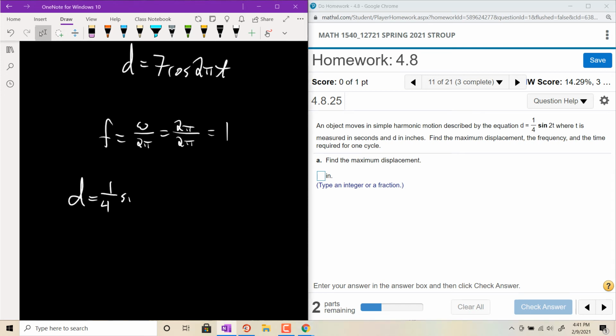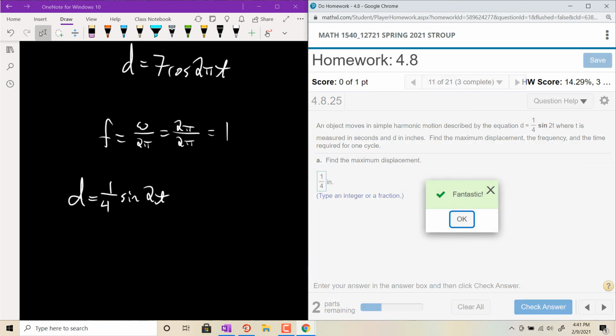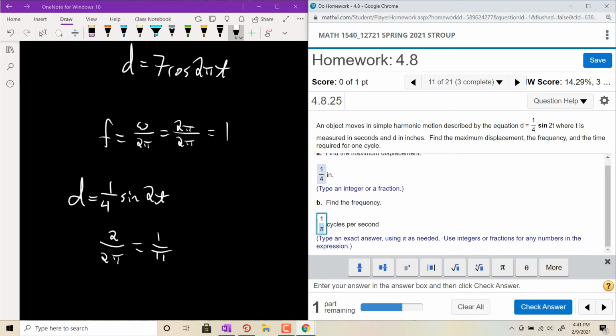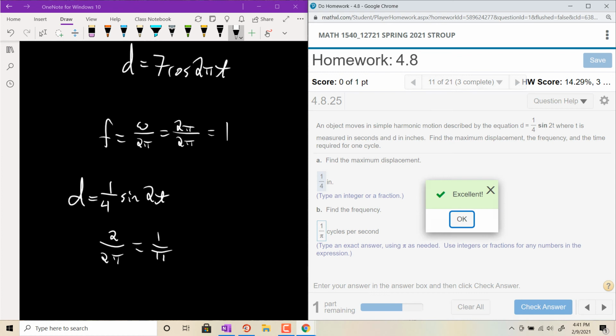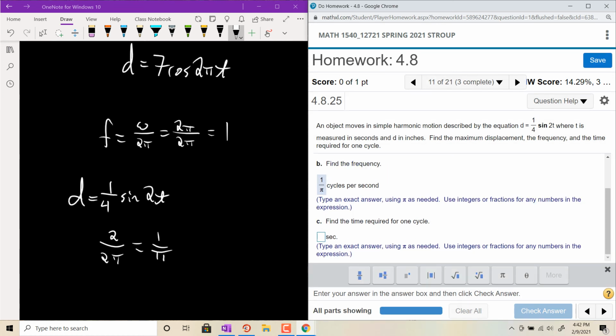Okay. Next, the object moves in simple harmonic motion. Distance is 1/4 sine of 2t. Find the maximum displacement. Again, that's just 1/4. Find the frequency. So that's again omega over 2 pi, which in this case is 2 over 2 pi. So in our case, it's 1 over pi. Find the time required for 1 complete cycle.